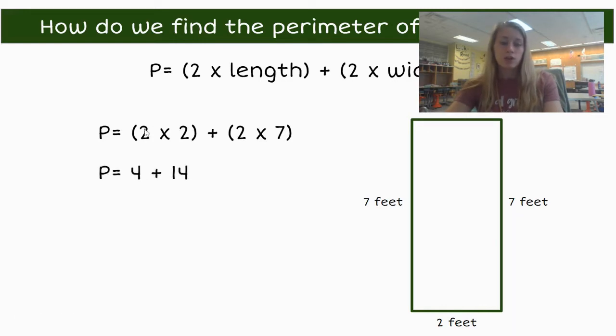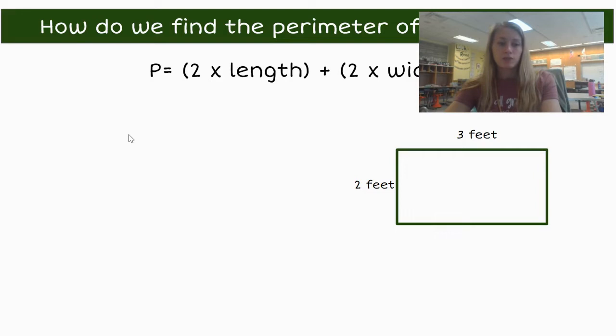We do the operation that's involved in the parentheses first. So 2 times 2 would be 4, and 2 times 7 would be 14. Once we solve what's in the parentheses first, then we can add them together. So 4 plus 14 is 18 feet.